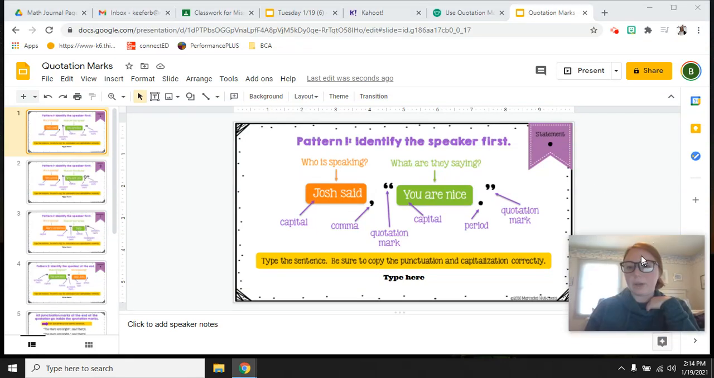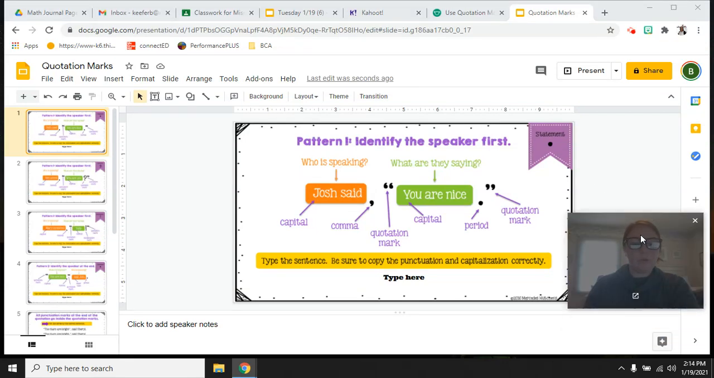Hey guys, this is just a quick review of our grammar skill for lesson 12. So we're learning about quotation marks, but there's two patterns that we're learning about. Pattern 1 is when the speaker is first. Pattern 2 is when the speaker is at the end of the sentence.